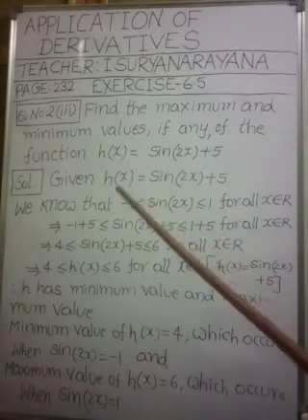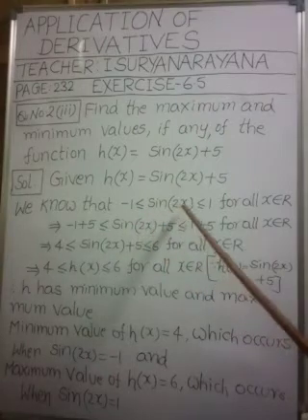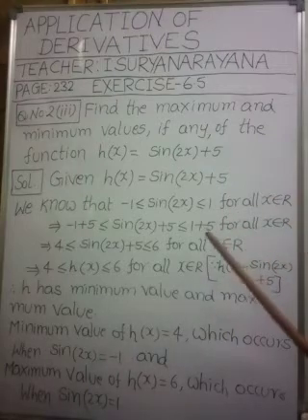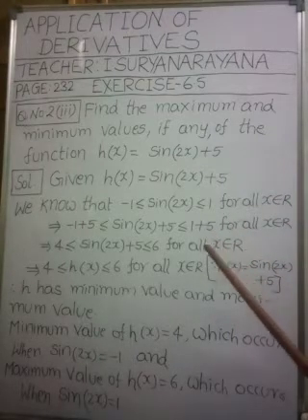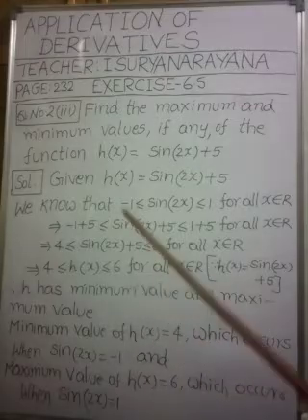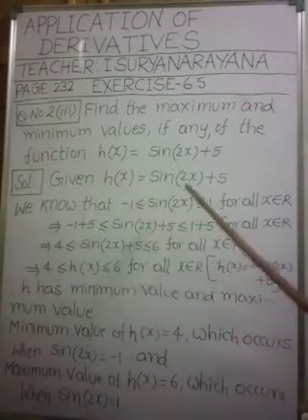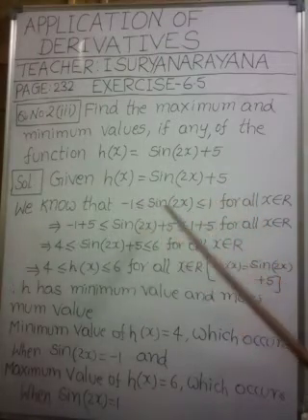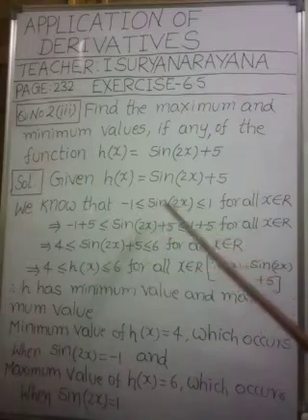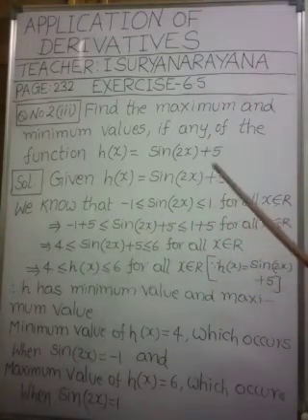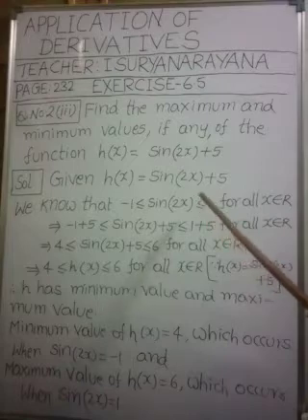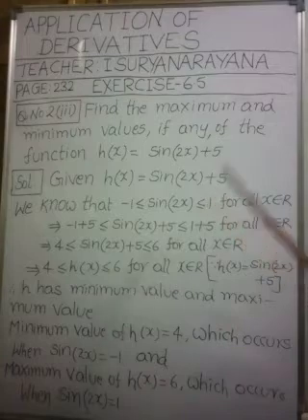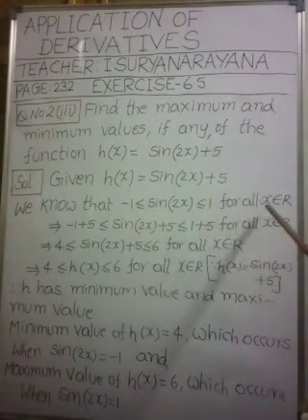We know that minus 1 is less than or equal to sine of 2x, less than or equal to 1, for all x belongs to R, because the range of the sine x function is the closed interval minus 1 to 1. Do you remember that point, my dear children? That is very important. Without using this result, we can't find the minimum and maximum value of this function. This is the important part for this question.